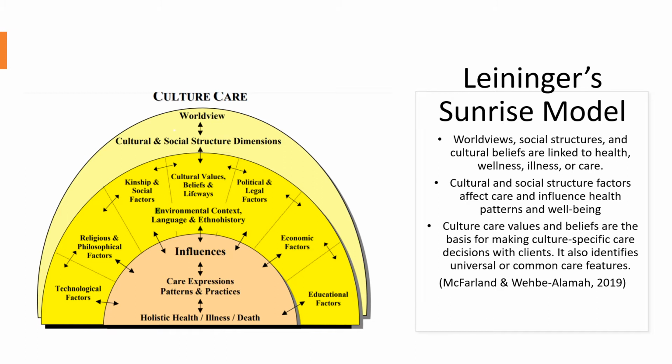Leininger's cultural care model is depicted in this diagram and states nurses cannot separate worldviews, social structures, and cultural beliefs or practices from health, wellness, illness, or care, as these factors are closely linked and interrelated. Cultural and social structure factors such as technology, religion, family and kinship, politics, cultural beliefs and practices, economics, physical conditions, and biological factors are significant forces affecting care and influencing health and wellness patterns, as well as well-being.